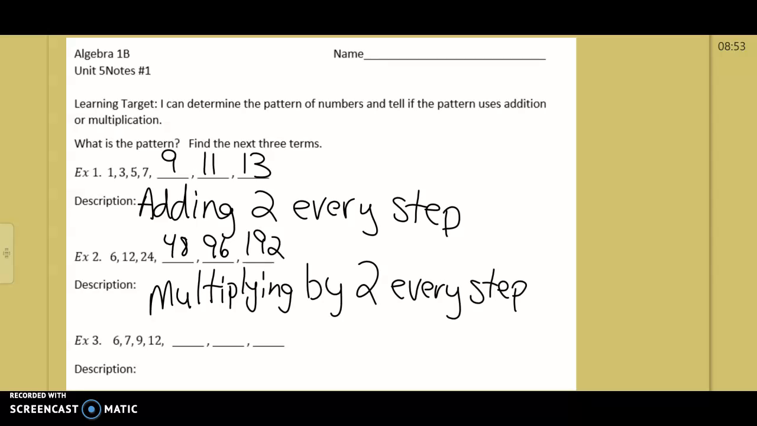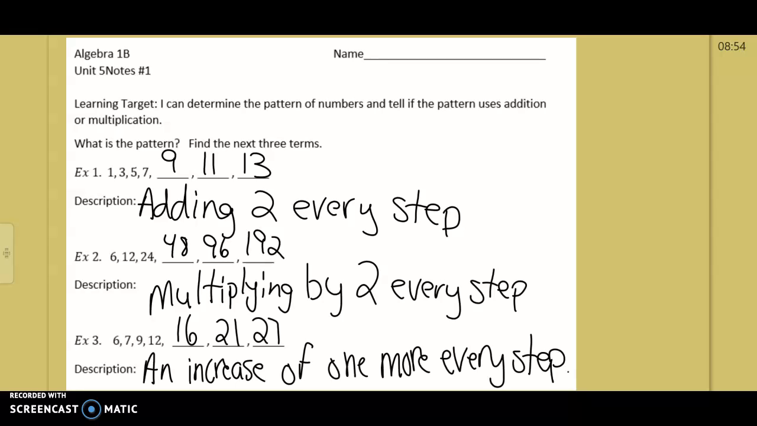And the last one, they get a little trickier sometimes. You just got to try to find, again, the pattern. It goes 6, 7, 9, 12, and then an increase of one more for every step. So the next increase would be plus 4 to get 16. The next increase after that would be plus 5 to get 21. And then after 5 would make 6. So 21 plus 6 made 27. So it was an increase of one more for every single step.